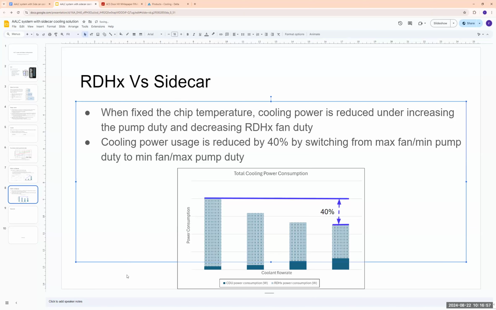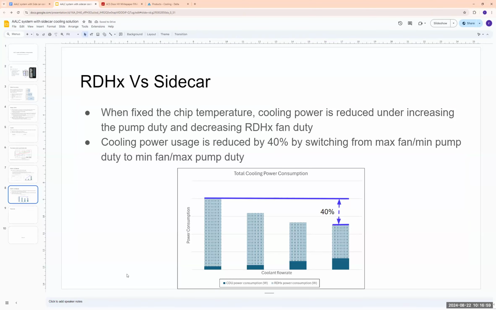But aren't you counting it twice? Because the air being used at the sidecar is also being cooled by the chiller system. So you're counting it twice. Sometimes, only in the north of Europe, there are many data centers which don't really have chillers.